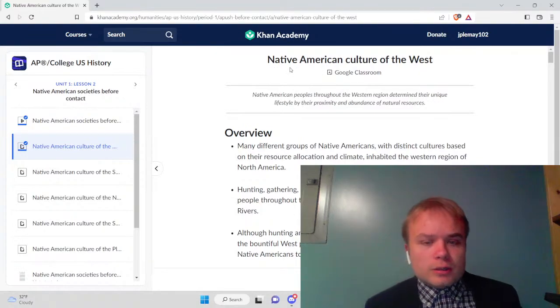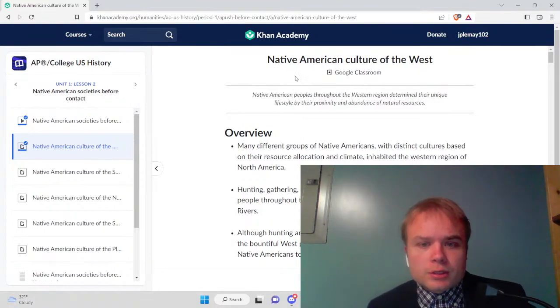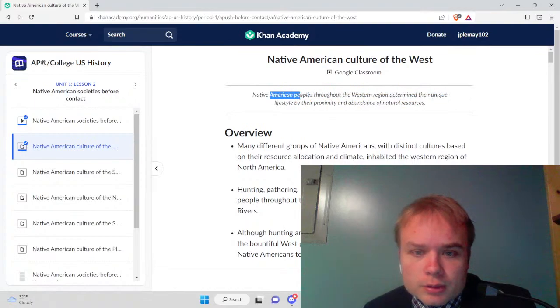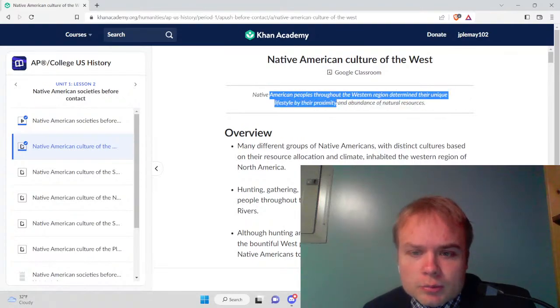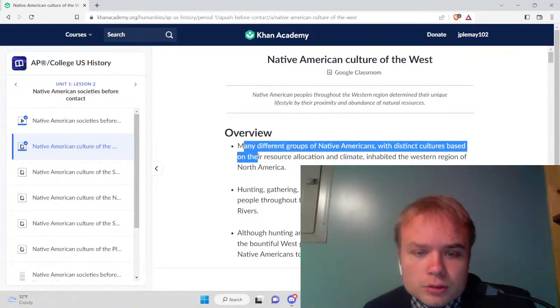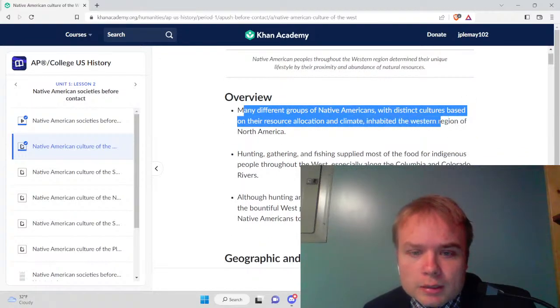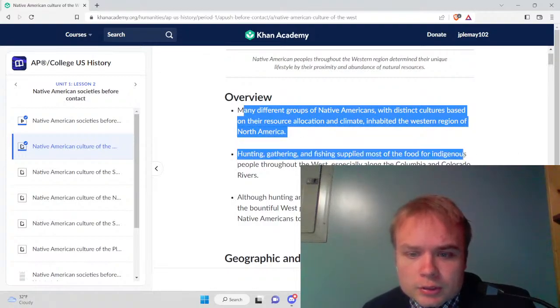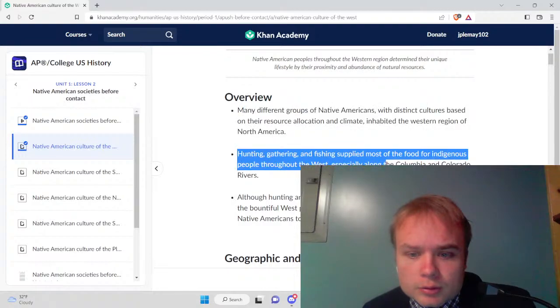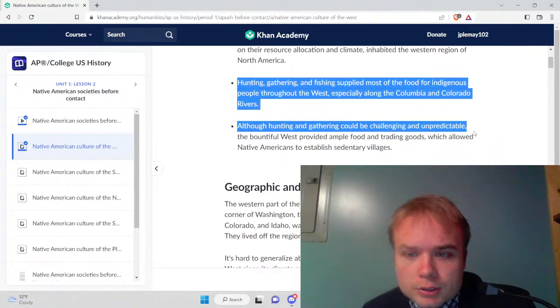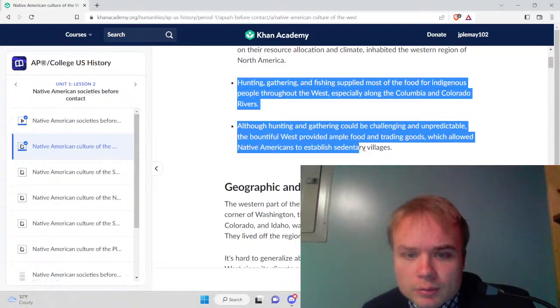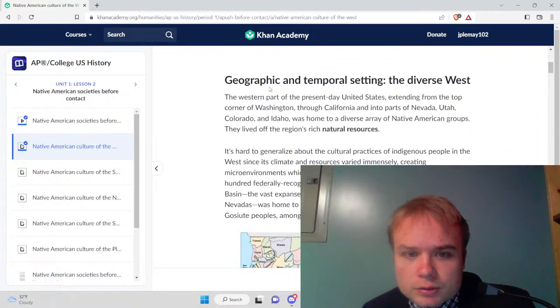Native American culture of the West. Native American peoples throughout the Western region determined their unique lifestyle by their proximity and abundance of natural resources. Many different groups of Native Americans with distinct cultures based on the resource allocation and climate inhabited the Western region of North America. Hunting, gathering, and fishing supplied most of the food for indigenous people throughout the West, especially along the Columbia and Colorado rivers. Although hunting and gathering could be challenging and unpredictable, the bountiful West provided ample food and trading goods, which allowed Native Americans to establish sedentary villages.